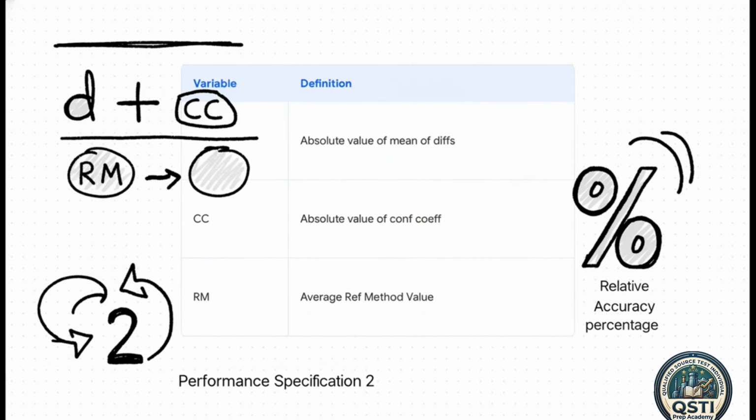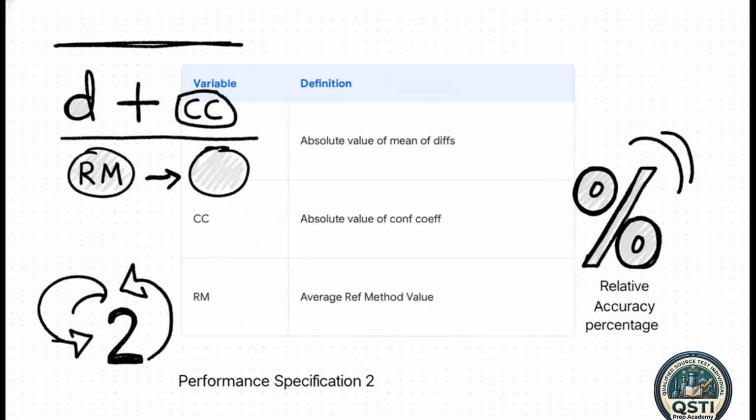On the top half, that D with the little bar over it, that's the absolute value of the mean of the differences. Next to it, CC is the absolute value of the confidence coefficient. Now, remember how we said PS3 relies on its predecessor? Well, you actually calculate D and CC using equations straight out of Performance Specification 2.